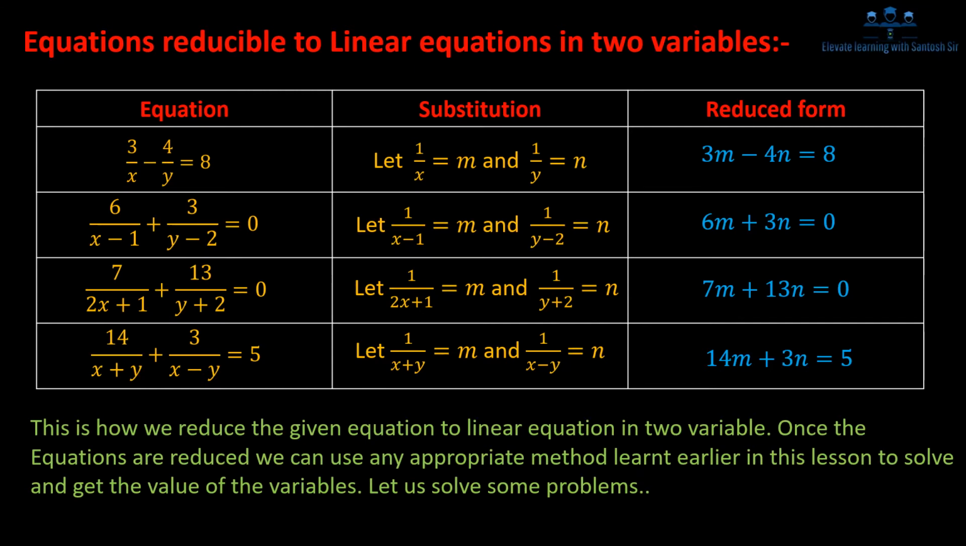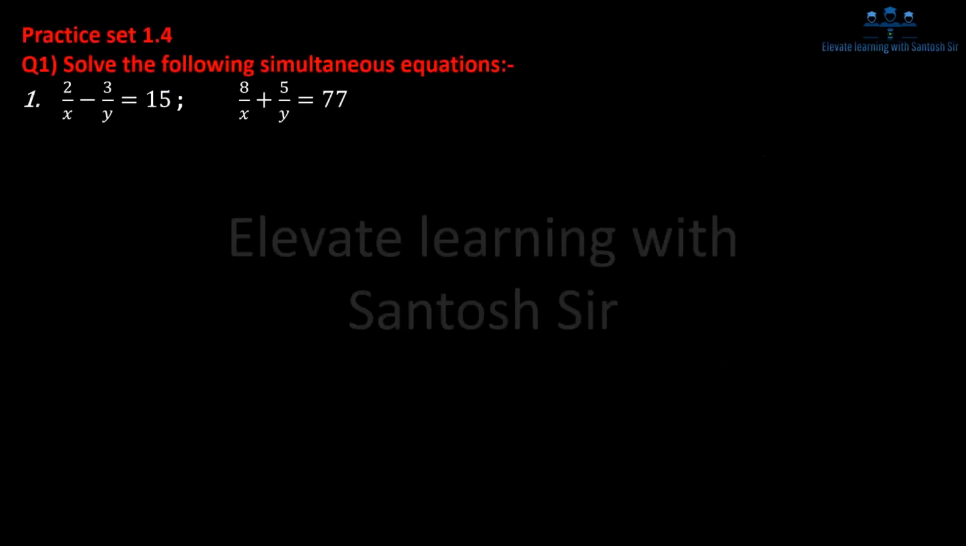Let's solve some problems. We are starting with practice set 1.4 and this is the first question. 2 upon x minus 3 upon y is equal to 15 and 8 upon x plus 5 upon y is equal to 77. Now, what can we do? These equations are not linear equations in two variables.